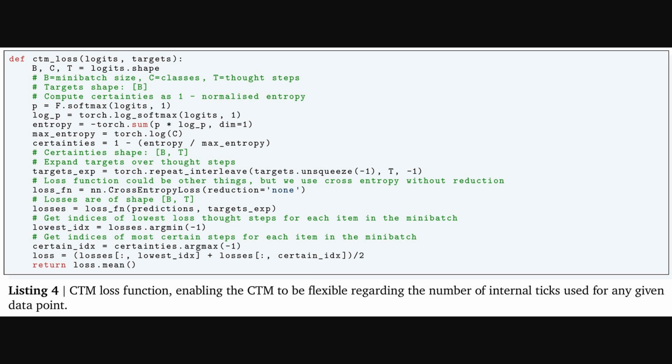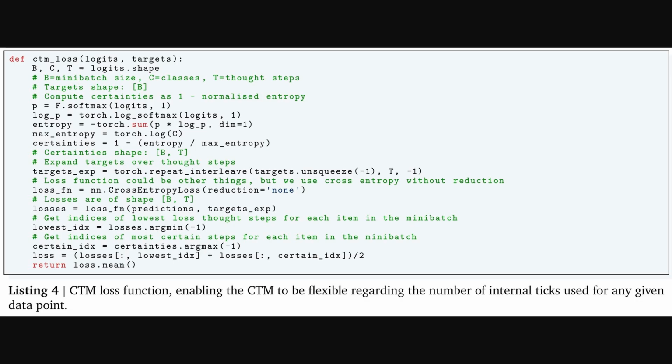Alright, so now that we understand how the continuous thought machine generates its internal representations and outputs through neural synchronization, let's look at how it actually learns. Listing 4 shows us the custom loss function. A key part here is how it calculates certainties for each thought step. This is done using entropy, which is a measure of how unsure the model is. So high certainty means low entropy, meaning the model is pretty confident in its prediction at that particular thought step.